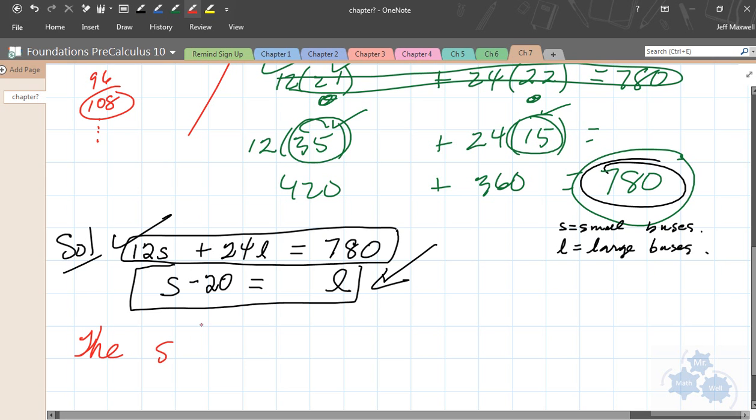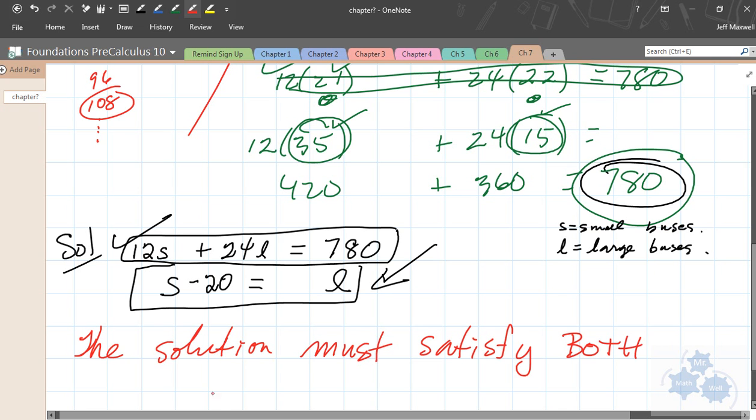The solution must satisfy both equations.